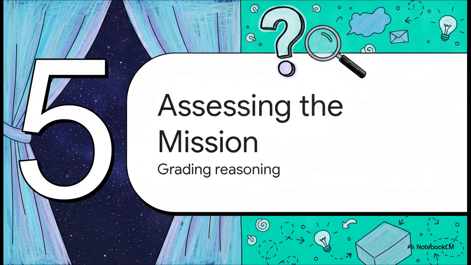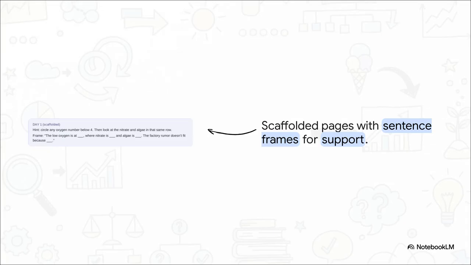Section 5. Assessing the student mission. Grading reasoning, not guessing. First off, I really want to point out how thoughtfully designed this is. The curriculum smartly provides scaffolded versions of the student pages, complete with hints on how to read the data tables and even sentence frames for support. This ensures that literally all learners, regardless of their reading level, can jump in and participate in this high-level scientific reasoning. The thinking remains rigorous, but the barriers to expressing it are completely lowered.